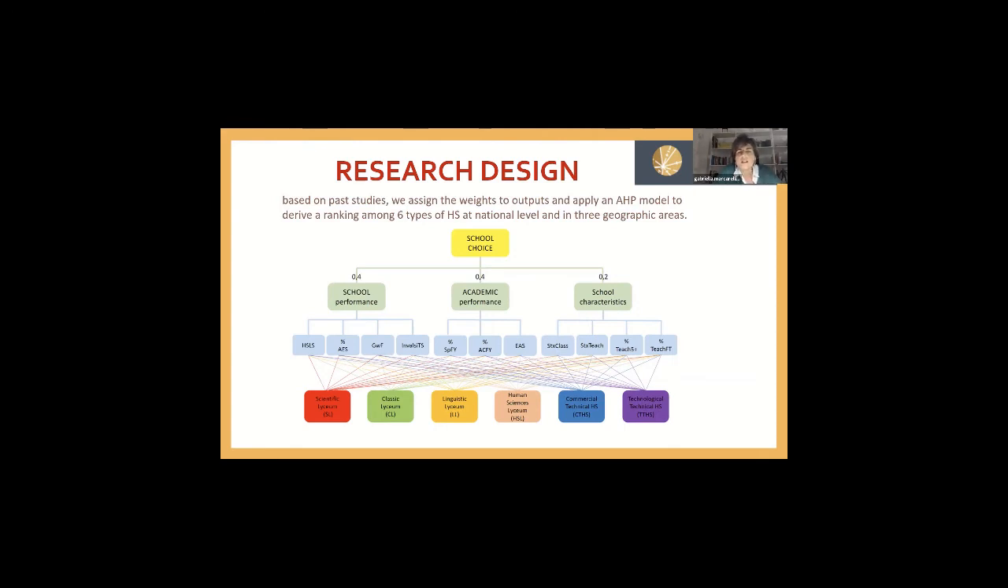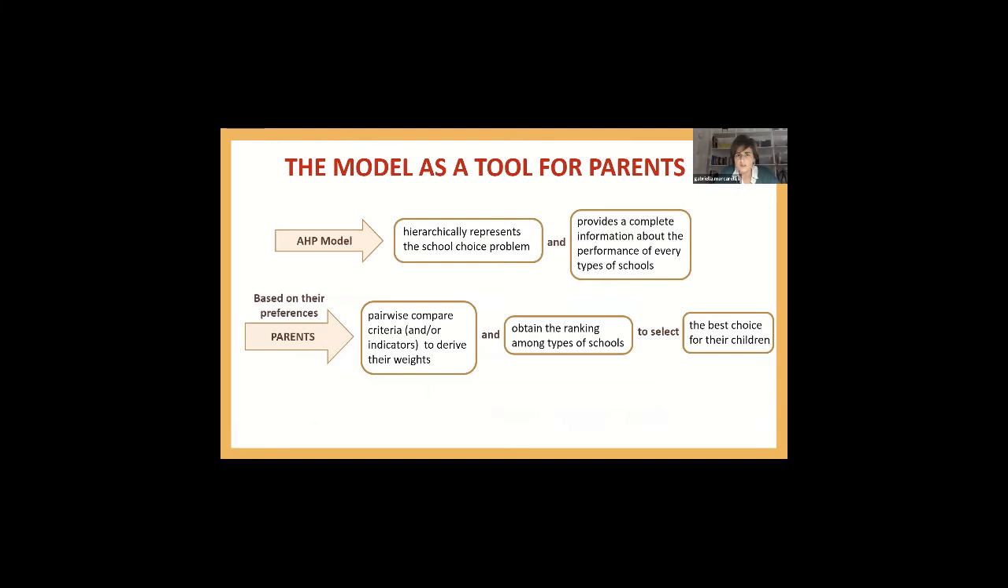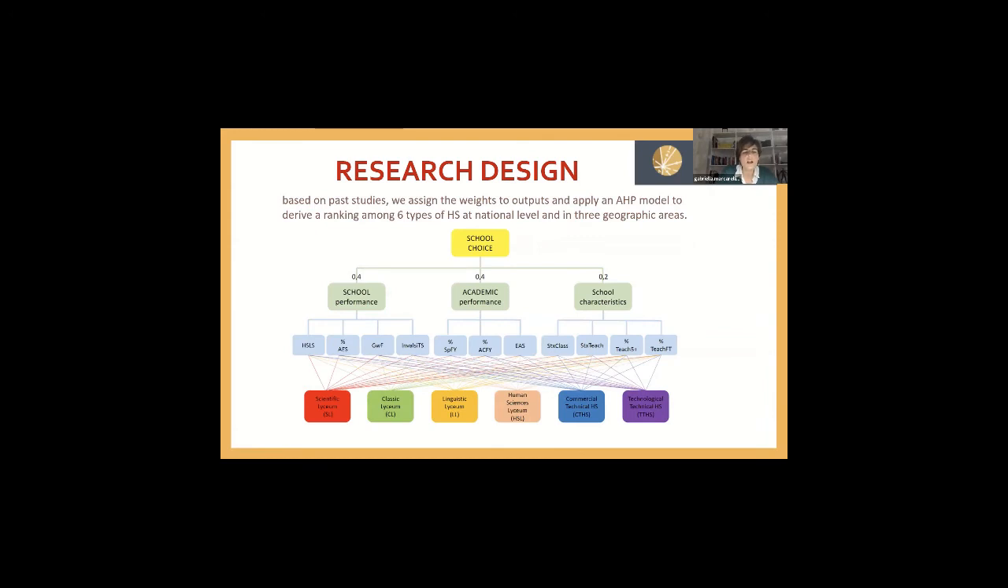Based on past studies on this topic, we assign different weights to criteria. Academic and school performance are considered more important than school characteristics. On the bottom level of this hierarchical structure, we have the 6 types of high schools that have to be compared with respect to each performance indicator. So we construct 11 pairwise comparison matrices, whose entries are given by the ratios between the performance of 2 types of schools with regard to a given indicator.